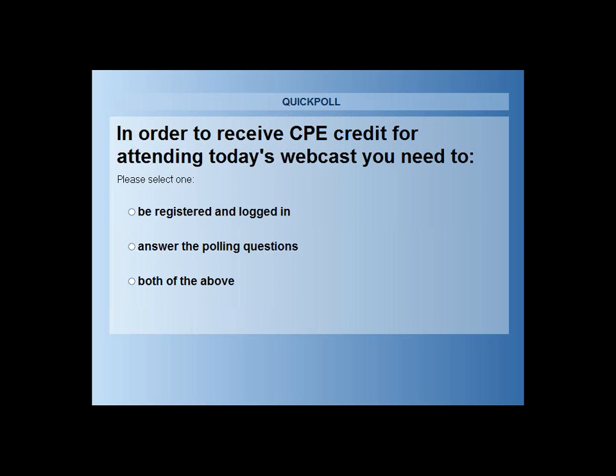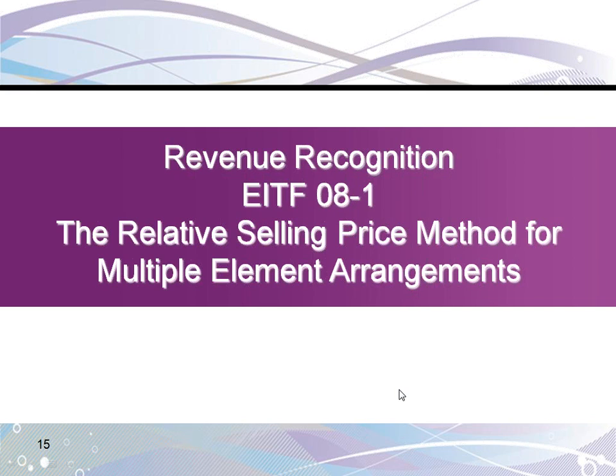I'm not seeing that. Okay, so our question is, in order to receive CPE credit for today's webcast, you need to be registered and logged in, answer the polling questions, or both of the above. And this is one that you do have to get right in order to get CPE for the webcast today, because you do need to be registered. You do need to answer the polling questions. We're still having answers come in. Okay, so we're going to close the polls. I don't think we'll share that one because I gave away the answer.